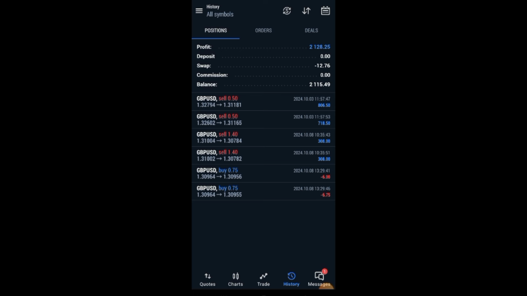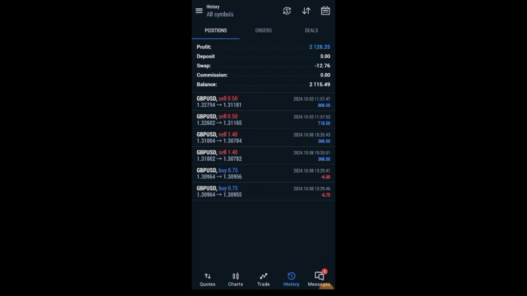Let's just quickly go into the history, you guys. Look at this beautiful history right here. We have been winning hard. These ones are just entered incorrectly, the ones in red, the -$6 and the -$6. I entered incorrectly. I wanted to do a buy stop, but then I made an instant entry. So I wanted to take that out.